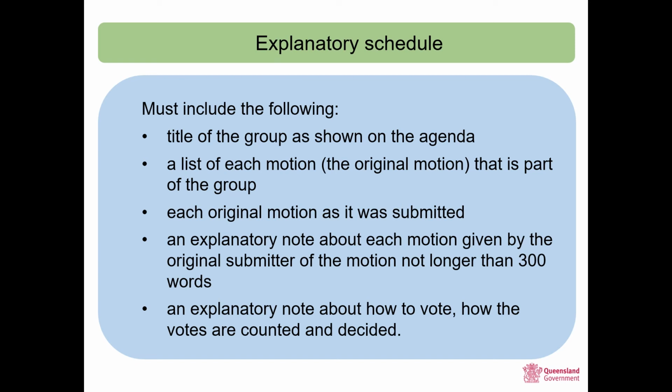each original motion as it was submitted, an explanatory note about each motion given by the original submitter of the motion, not longer than 300 words, and an explanatory note stating that voters can vote on each motion in the group, that votes are counted for all motions in the group before the body corporate's decision is determined, that if a motion received the required number of votes to pass, the motion qualifies to be a decision of the body corporate, that an original motion cannot be amended at the general meeting, and that if no original motion receives sufficient votes to pass, the decision of the body corporate is that none of the original motions are passed.